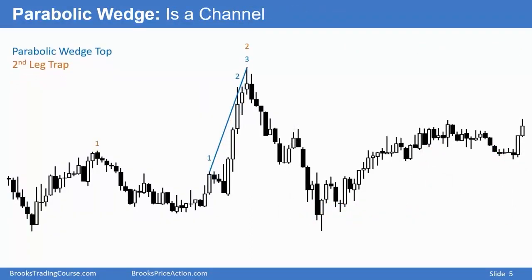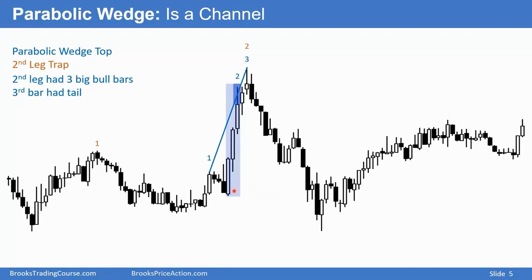A parabolic wedge is a channel. We have a first push up, a deep pullback, a very strong second leg up to this high, and then a third push up there. If you want, you can call it a second leg trap in a possible trading range. First leg pullback, second leg, which it is, it's both.